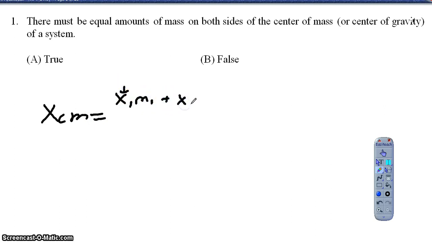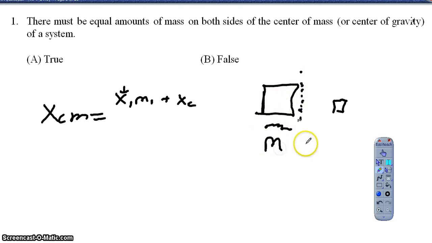Okay, so if we think about, for instance, a diagram here where maybe you have a large block on one side and then a smaller block on the other, the center of mass could very well be between those two blocks. If you look at either side of this center of mass here, you definitely have a lot more mass on the left-hand side than you have on the right-hand side.